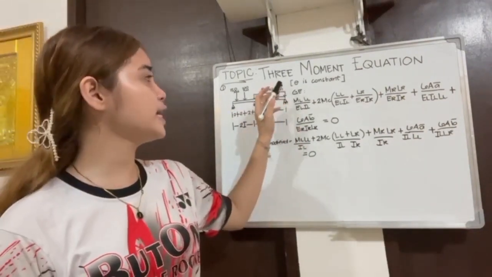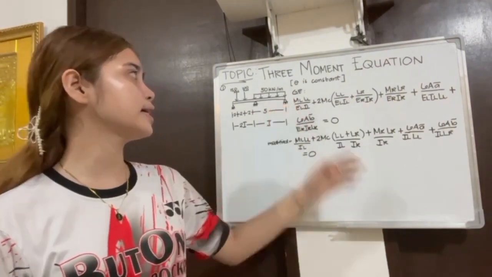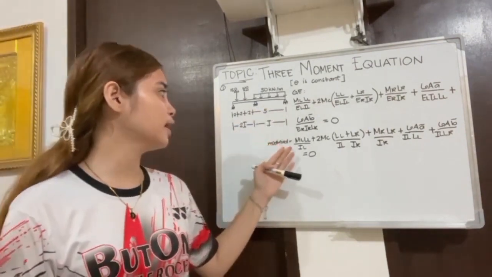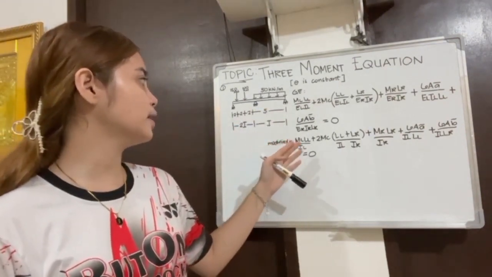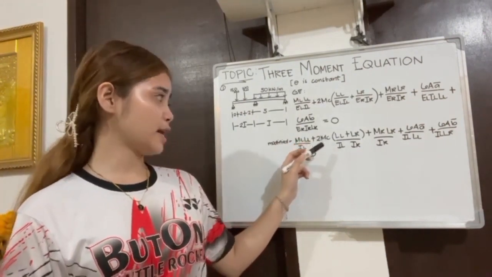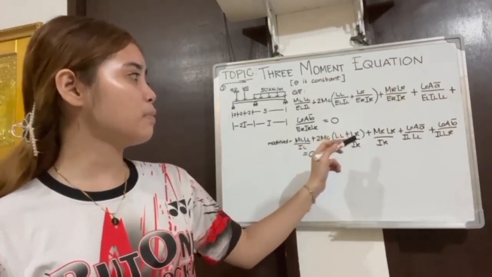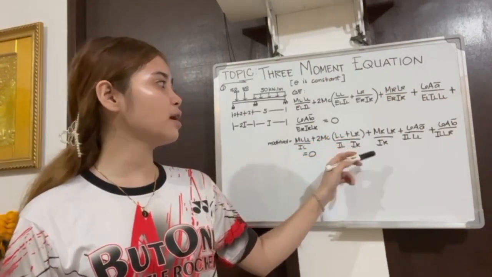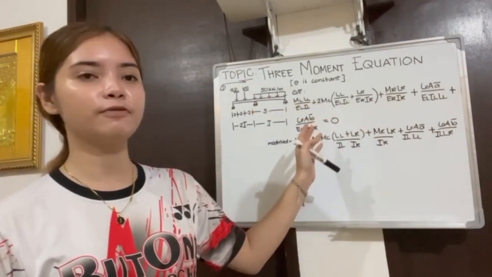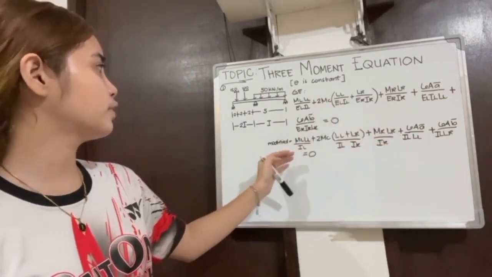Since ang E kay constant man, so atong i-eliminate ang E diri sa atong general equation. So, mo nang nahimo ni nga ML times LL over IL plus 2MC times LL over IL plus LR over IR plus MR times LR over IR plus the column shear, 3-moment equation from the left and the 3-moment equation from the right, over 0.